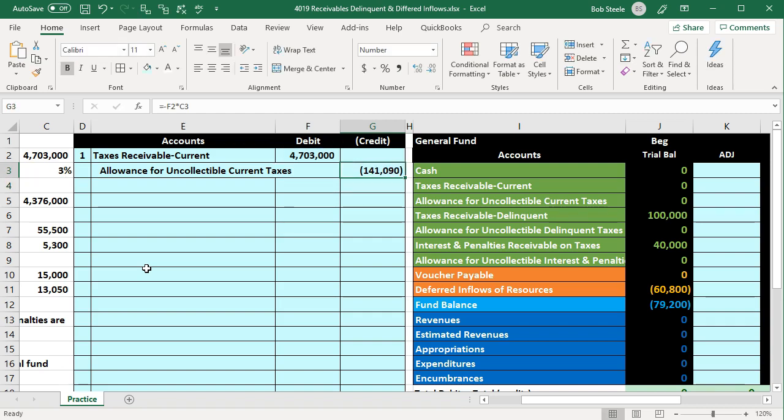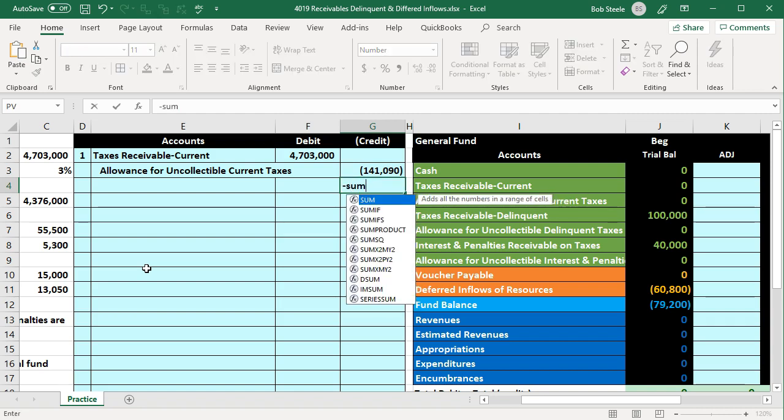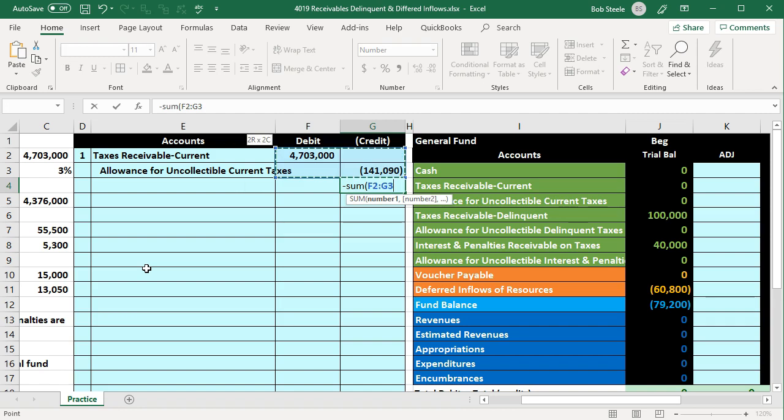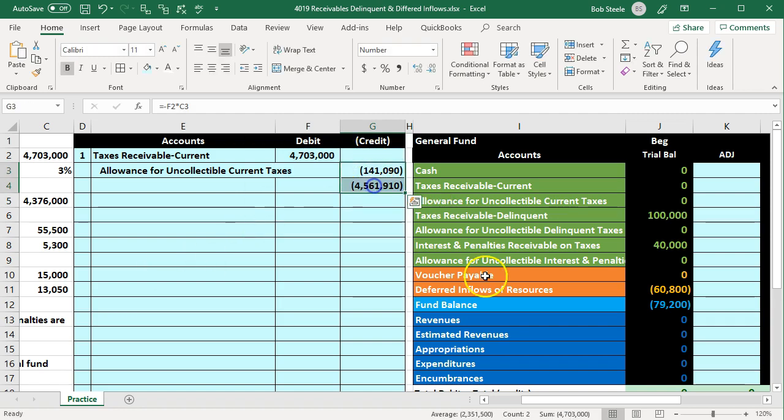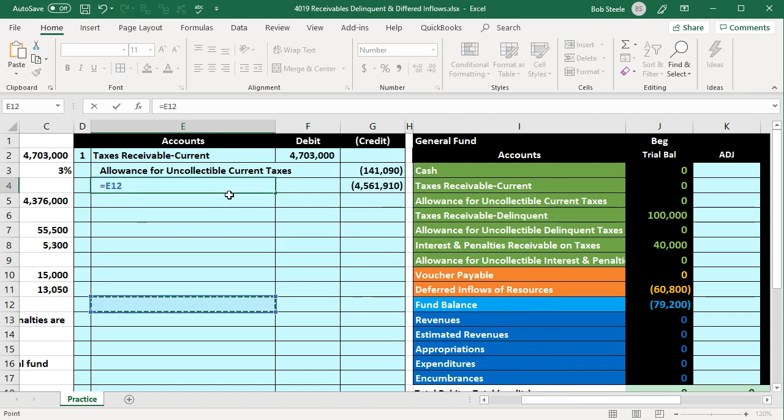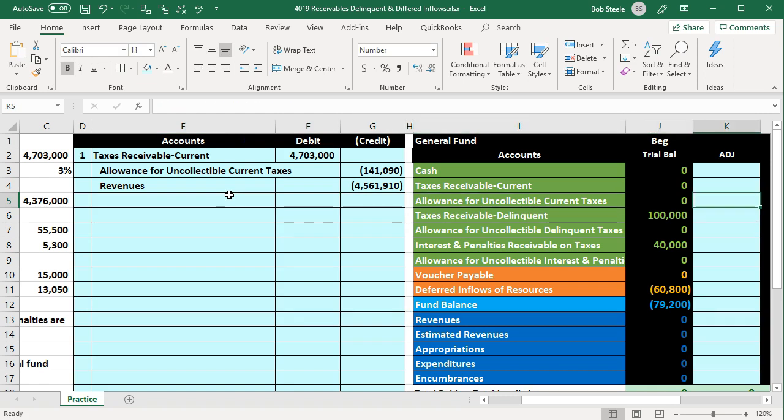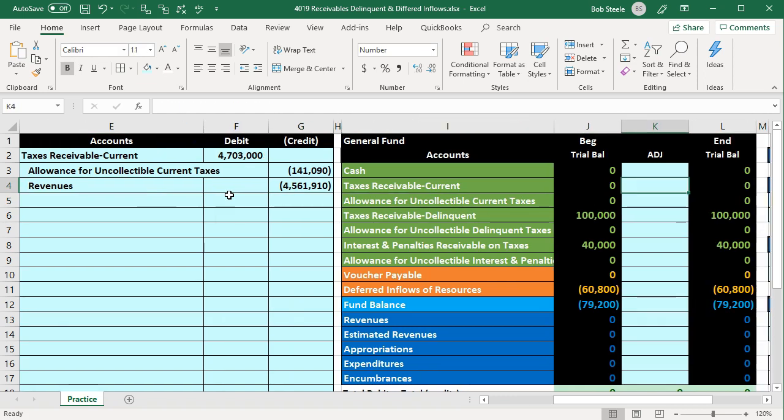So 3% uncollectible. Then the difference is what we're going to call our revenue account. Negative sum of these items. So the credits then adding up to the debits, this is going to be our revenue account. So let's post this out then. What happens is we're going to have the taxes current in K4. I'm just going to post this to the center column. So here's our current receivables going up. And then I'm going to post the allowance.